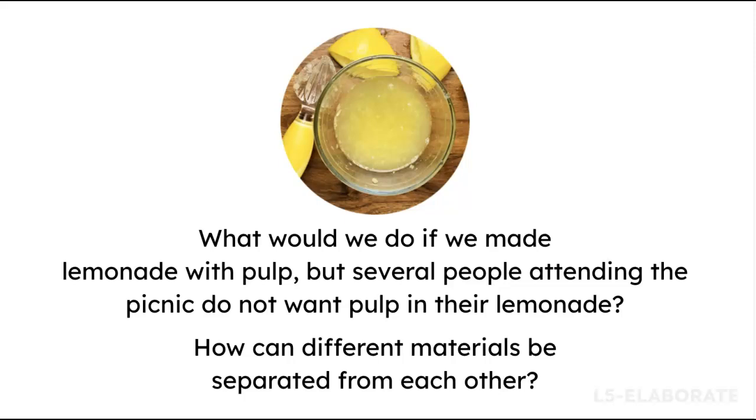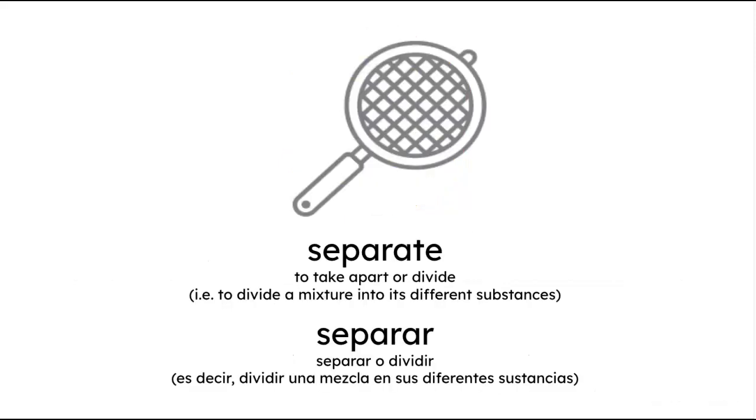For the Elaborate portion, you'll ask students what they would do if they made lemonade with pulp but it needed to be separated out. You'll have students turn and talk and then share their ideas. You'll post and discuss the Separate vocabulary card.